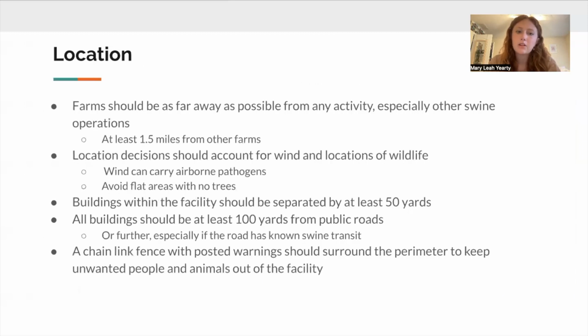So to start, location, farms should be as far away as possible from any activity, especially other swine operations. This is at least 1.5 miles from other farms.